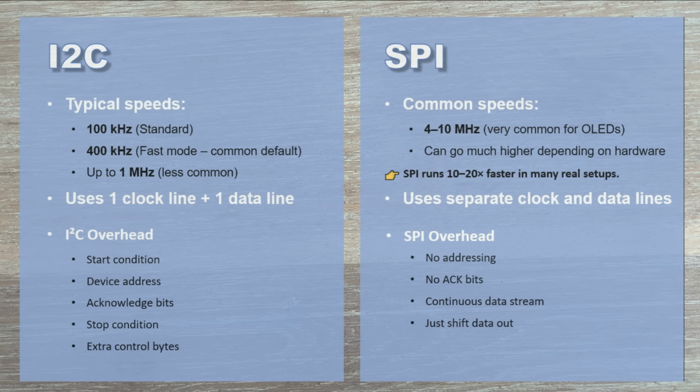So while SPI mainly focuses on pushing raw data, I²C spends a noticeable portion of its time managing and controlling the communication itself. And that's why, when it comes to refreshing the display quickly, especially for animations or graphics, SPI often has the advantage. I was wondering how I could best present this difference.